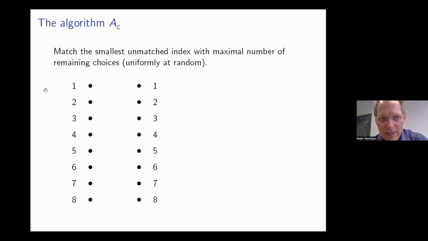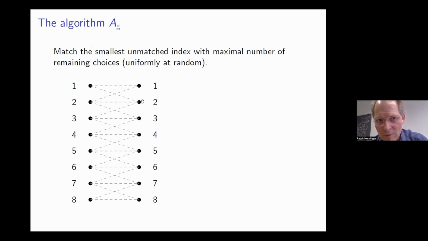In each step, you just match the smallest unmatched index which has the maximal number of remaining choices. So what does it mean? For example, 1 has 2 possible choices: it can be matched to 1 or 2. But 2 has 3 choices: it can be matched to 1, 2, and 3. Everybody here has 3 choices until the last, which has only 2. So the smallest index with maximal choices is 2. So you have these 3 choices, and then uniformly you choose one of them.